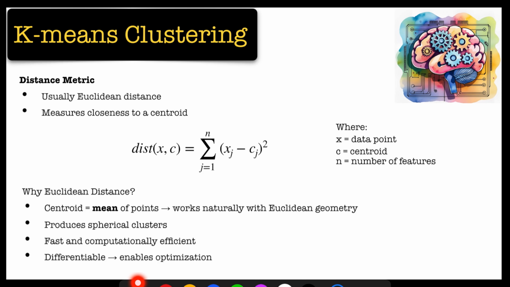Now, why Euclidean distance? The centroid is basically the mean of points, and it works naturally with Euclidean geometry. It produces spherical clusters. That's what we are creating here. It is fast and computationally efficient, and it's differentiable, which enables optimization.